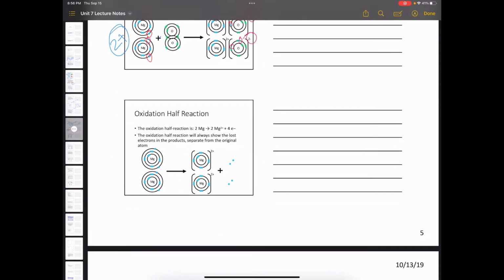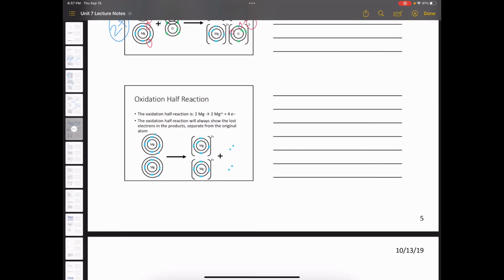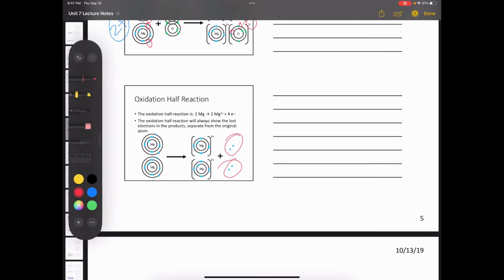If we break down this redox reaction, we actually see the 2 electrons in the redox. In the oxidation half reaction, these electrons are getting released from the magnesium atom. So the oxidation half reaction will always show the lost electrons in the product. Again, I'm trying to really highlight this because I will ask you to write the half reaction for the reduction as well as the oxidation. So when you're writing the oxidation, you need to make sure the electrons are on the product side, because we're losing these electrons. Okay?